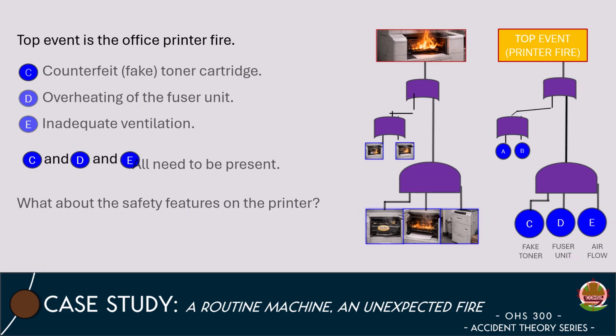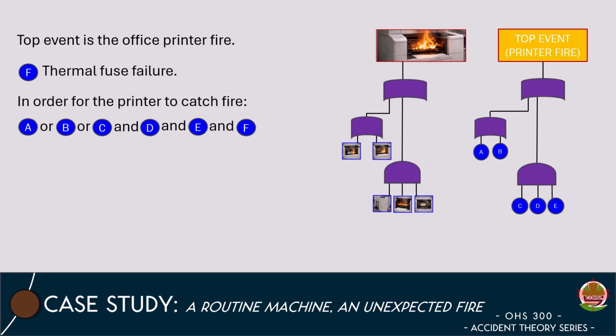To place the thermal fuse on our fault tree, which we will label as cause F, we are going to use a NOT gate. The reason for this is, if the thermal fuse is working, the NOT gate inverts the true output to a false. This means in order for the printer to catch on fire, there needs to be some sort of electrical fault, such as a short circuit or worn wires.